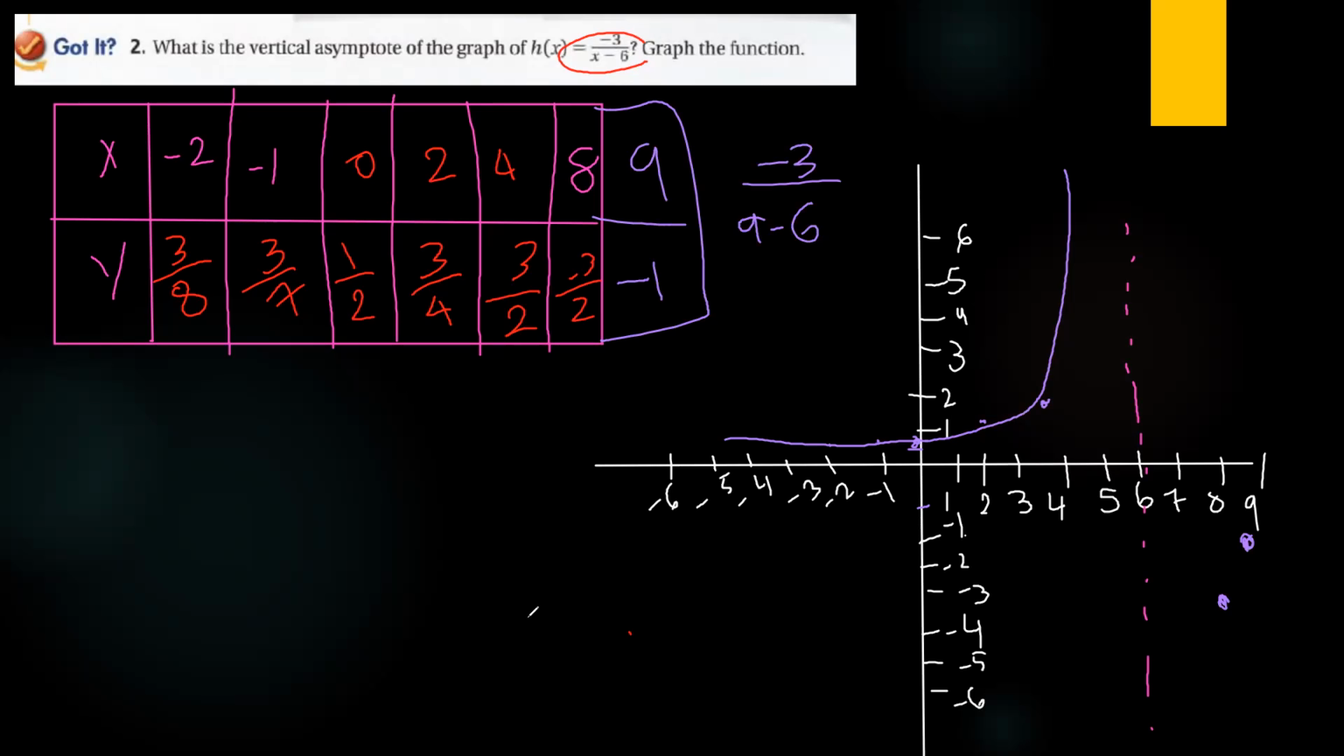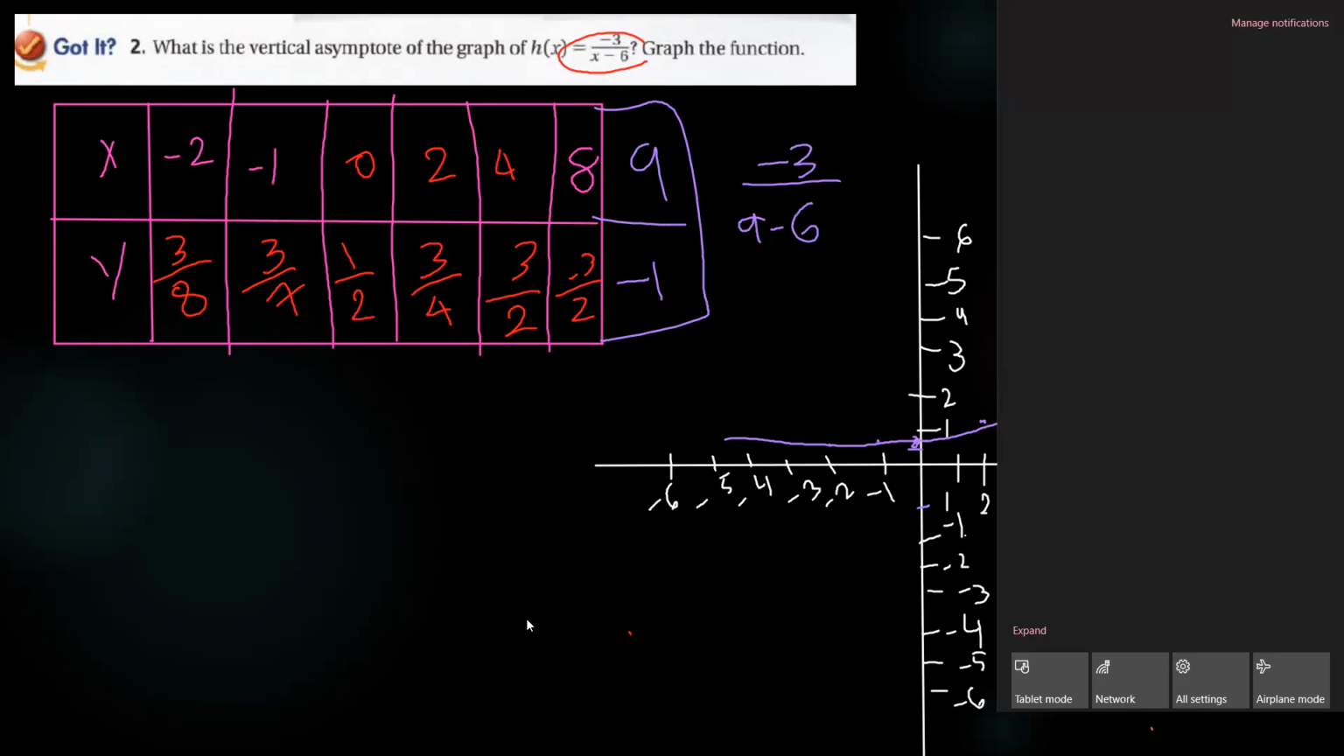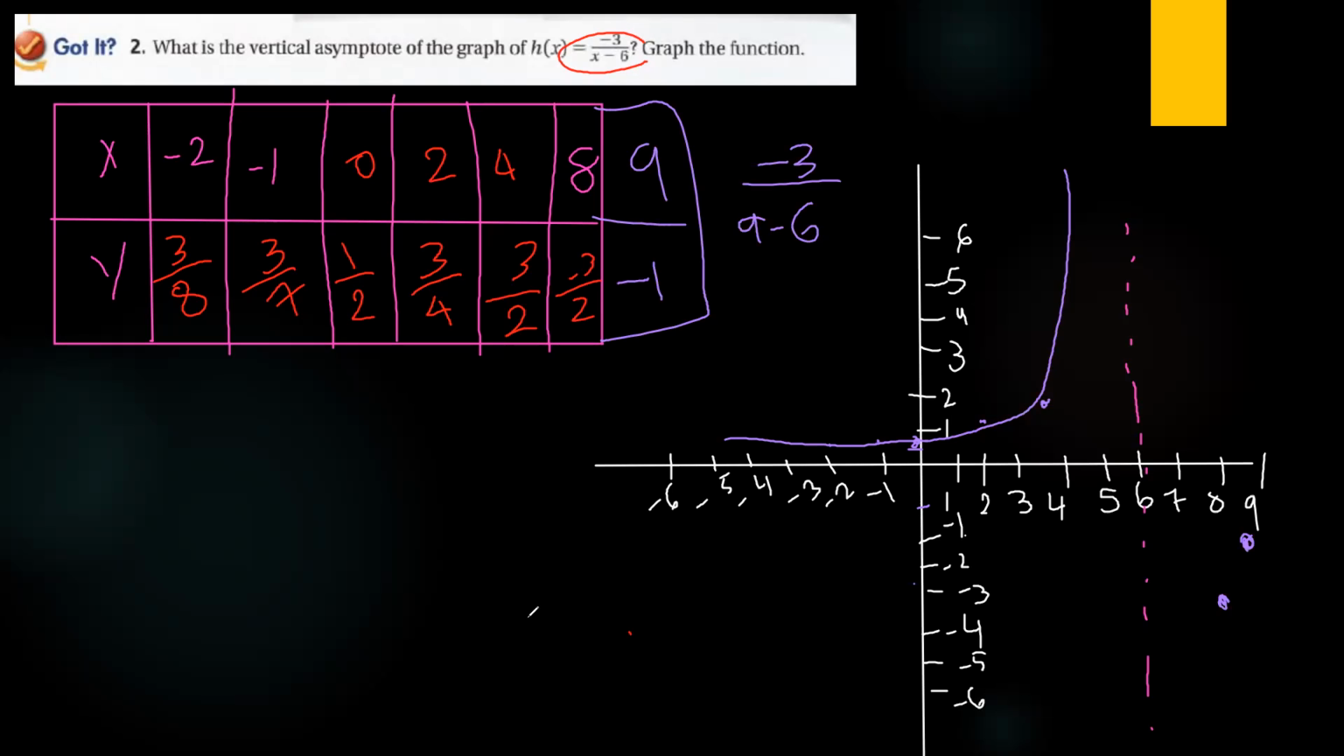So after I have 2 points now, I can decide it's supposed to be like this.